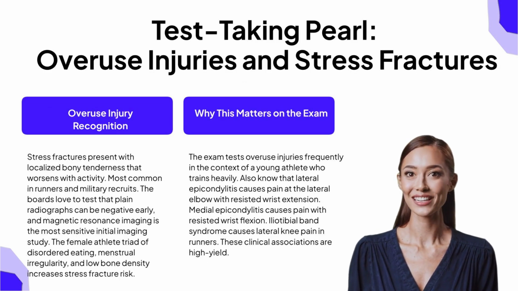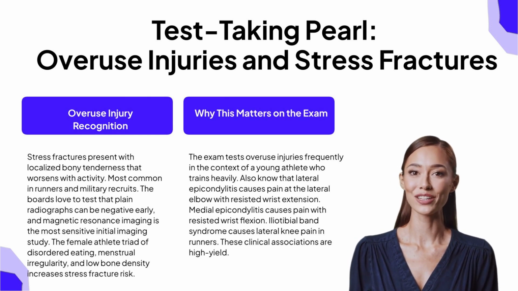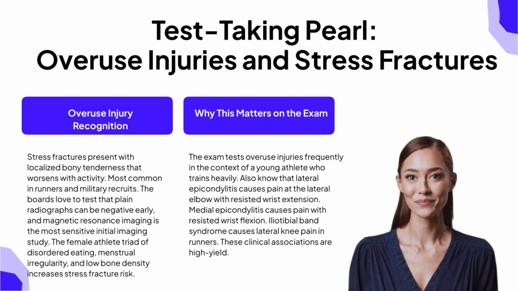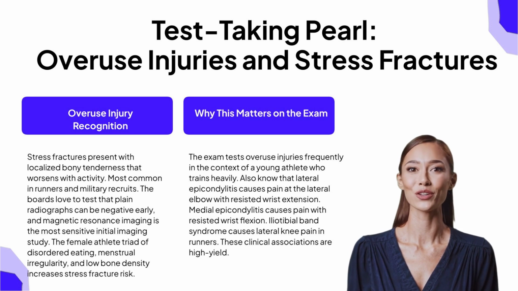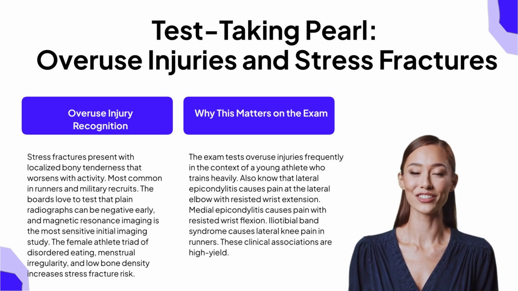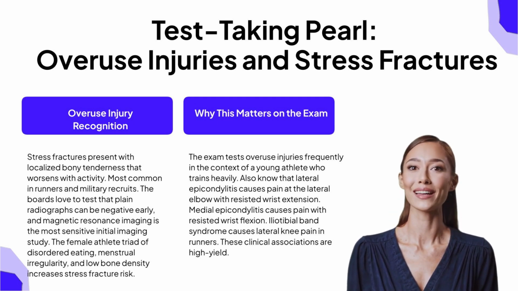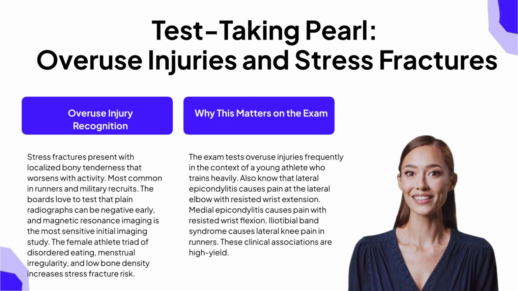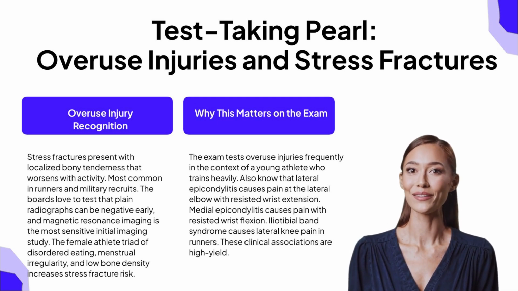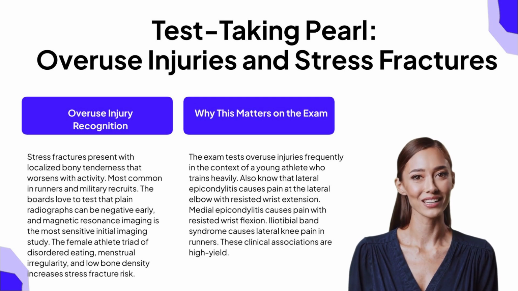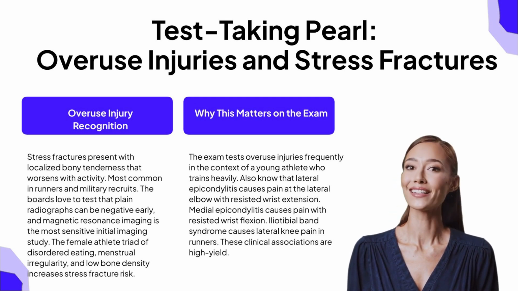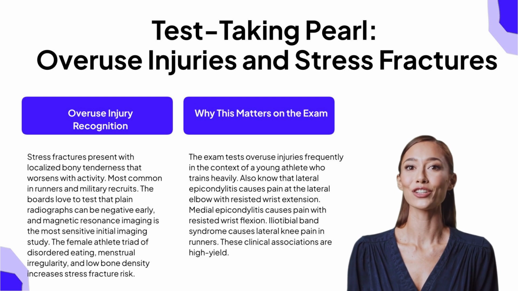Here is an important test-taking pearl about overuse injuries. The boards love to present a runner or military recruit with gradually worsening shin or foot pain and ask you about imaging. Remember that plain radiographs are often negative in the first 2 to 3 weeks of a stress fracture. When the clinical picture is classic, meaning focal bony tenderness in an athlete with repetitive loading, and the radiograph is negative, the next step is magnetic resonance imaging, not a bone scan. Magnetic resonance imaging is the most sensitive and specific study for stress fractures.